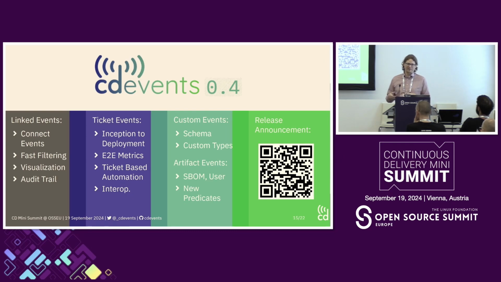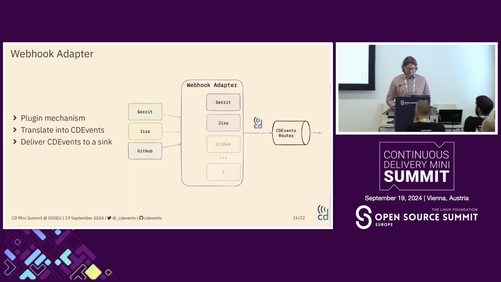If you have events which are not relevant from an interoperability point of view, you may want to have your own events, or maybe you want to prototype and quickly introduce some new events which have a very defined schema, but they're not CDEvents yet, but you can then propose them to the community as official events. We also improved on the artifact events with focus on supply chain security, introducing support for SBOM links, users who created events, and so forth. And again, there is a QR code for the release announcement if you want to know more.